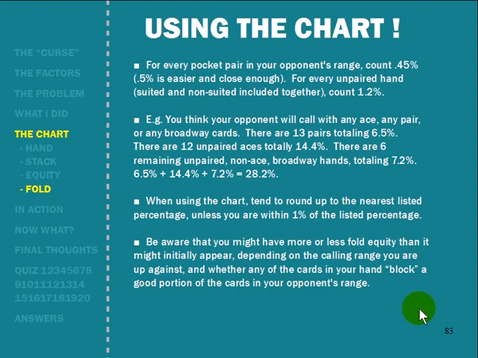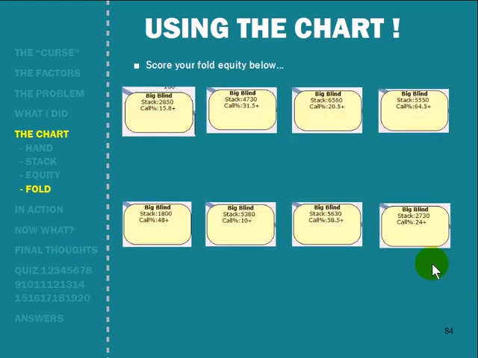Also be aware there's an issue that you might have more or less fold equity than it might initially appear, depending on the actual calling range that you are up against, and whether any of the cards in your hand block a good portion of the cards in your opponent's range. So say you're shoving with an ace, and you think that a good portion of your opponent's range consists of hands with aces in them. Well, he's obviously going to be much less apt to call you since there's one fewer ace for him to have, so you're going to have more fold equity.